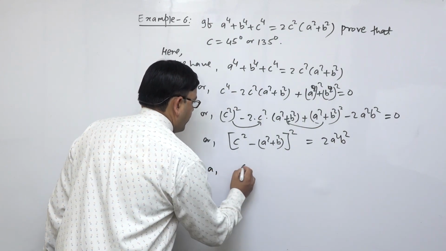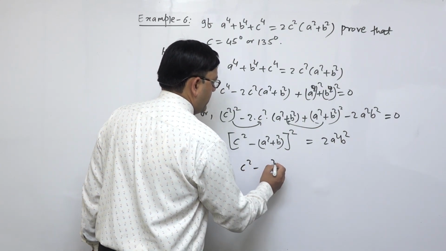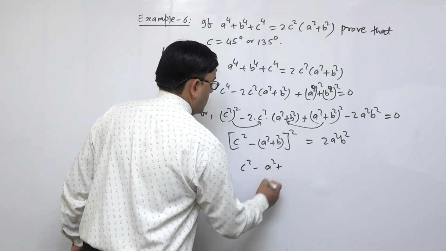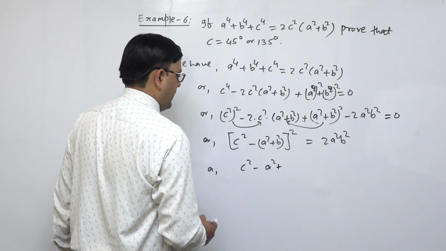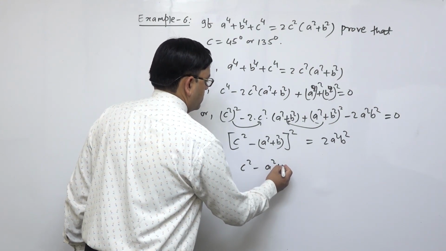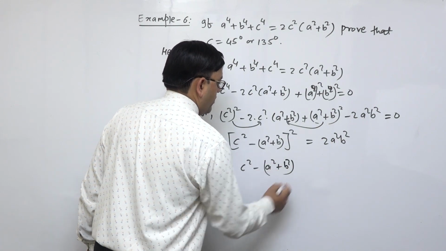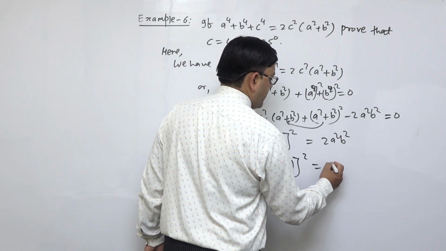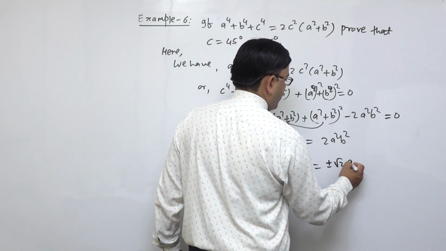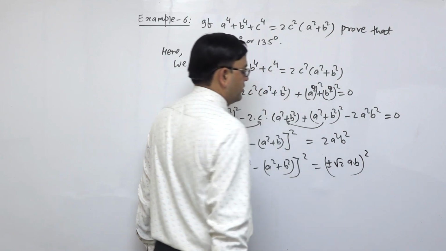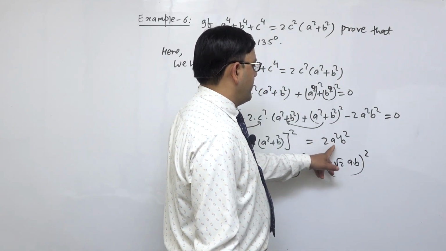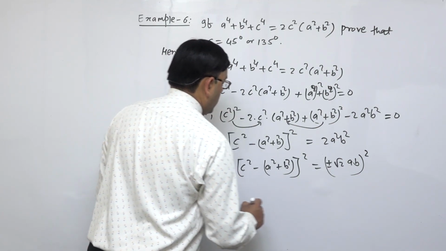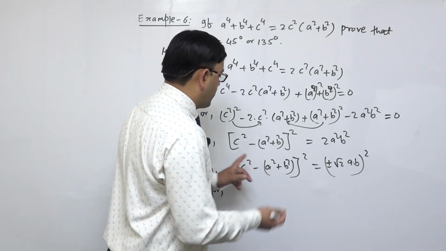So we can write c square minus a square plus b square, also b square, here is whole square. This is equal to, this means we can write plus minus root 2 times ab whole square. This means also 2a square b square. Or we can write it here, we need a square plus b square minus c square.